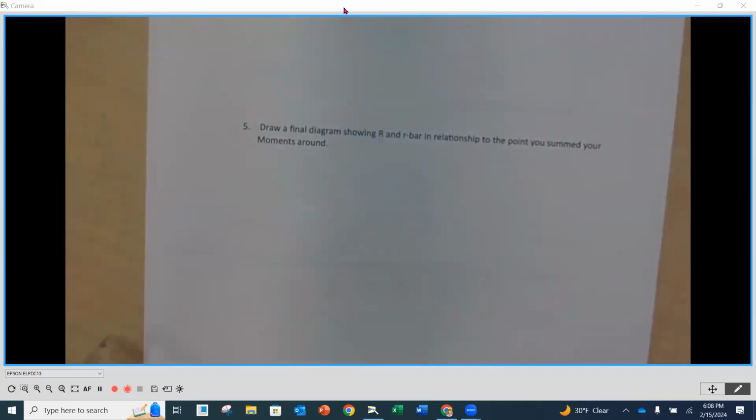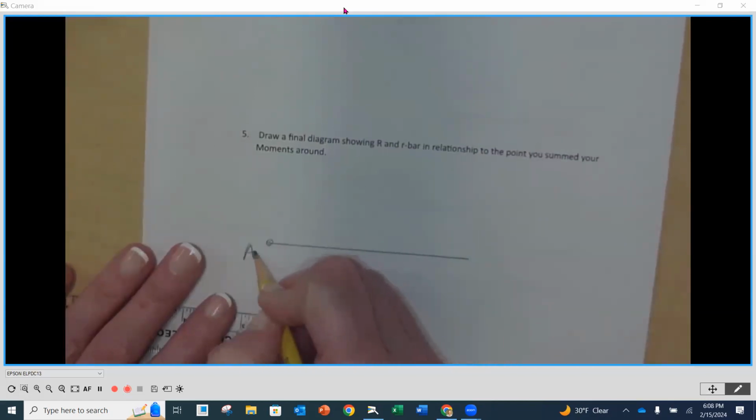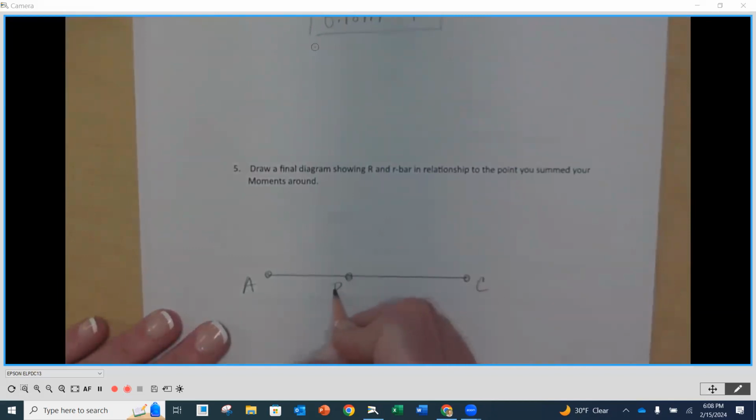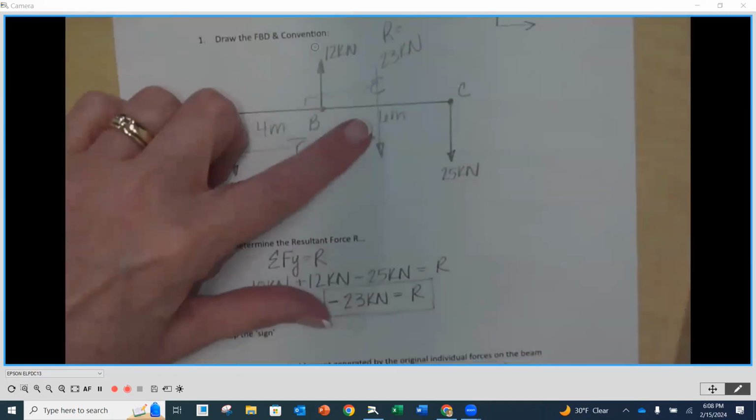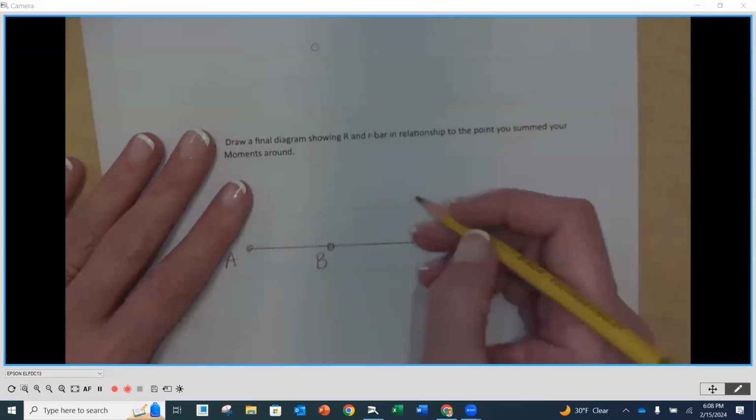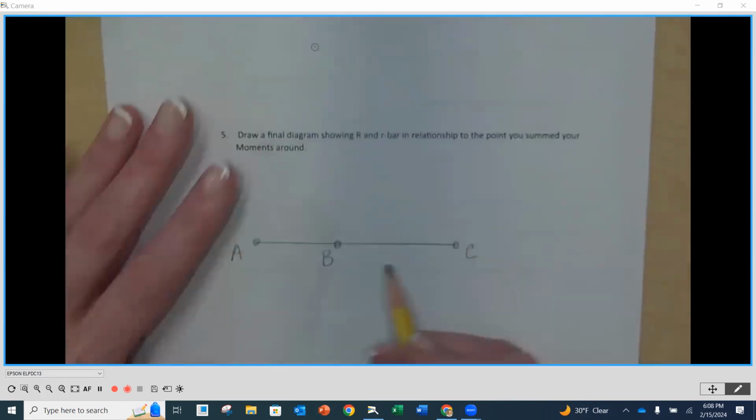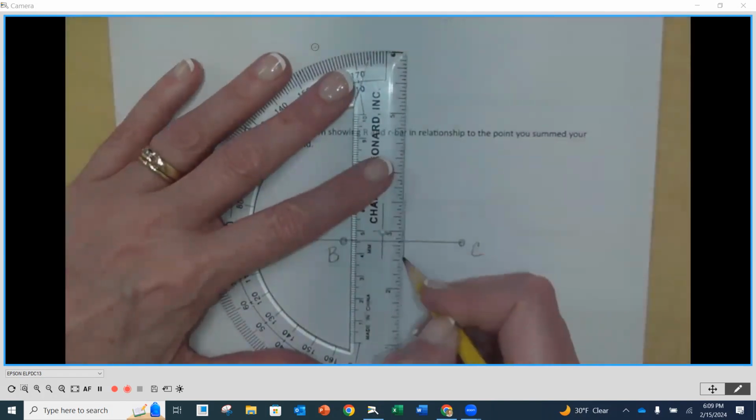What we're going to do is redraw that rod from A to C. A, C, and then I think B was, how far was it? It was closer this way. B was here. Now we want to take that 23 newtons, pointing down, and draw it approximately 8.78 meters to the right of A. We're coming from A because that's what we took our moment around originally. It has to come from that point. This was 10 total, so our resultant would be somewhere around here.